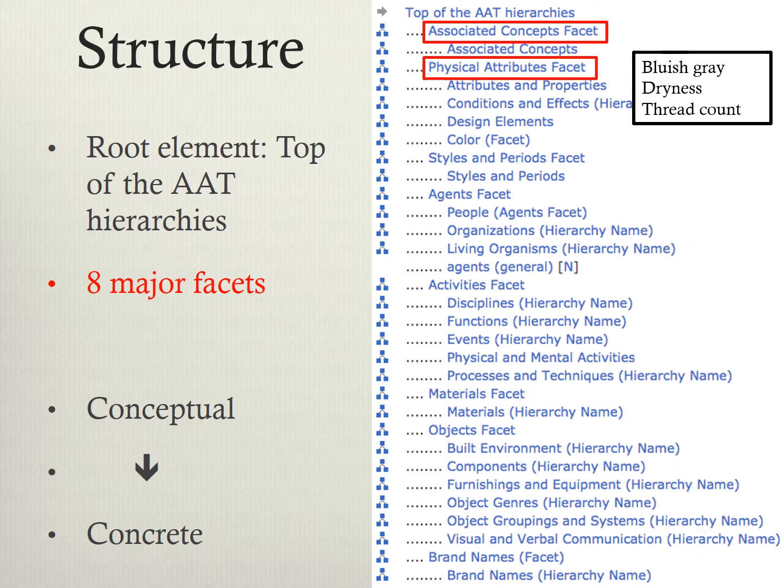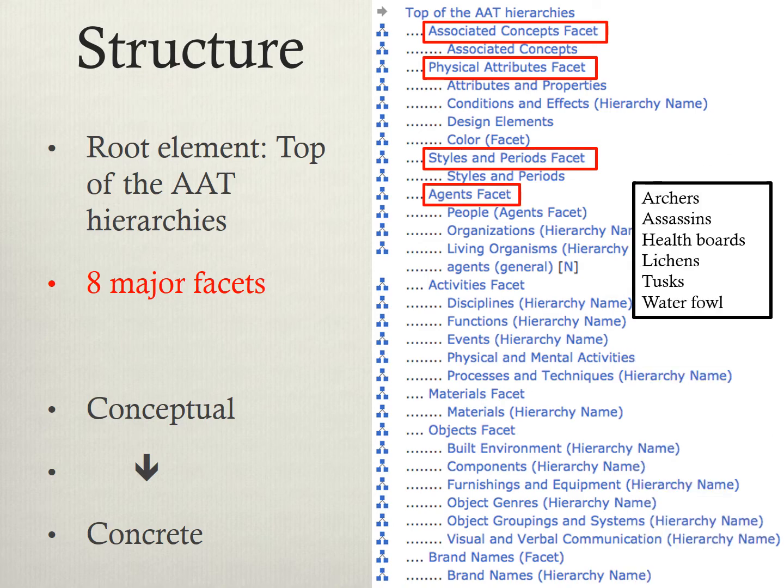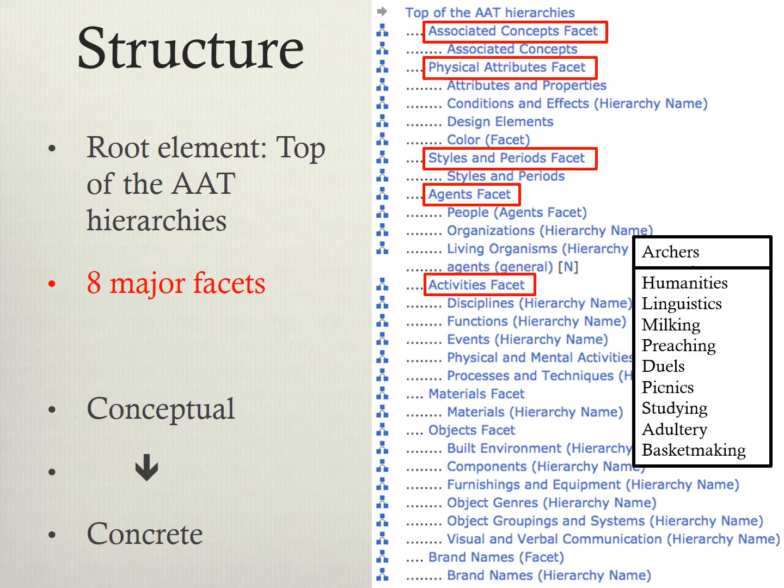As we move down the list, again, things are going to go from more conceptual to more concrete. The next facet is physical attributes. This could include things like bluish gray, dryness, or thread count. Then comes the styles and periods facet, such as prehistoric, Samoan, or vintage. And then we have agents. And agents are, in general, living things. We have examples here of archers, assassins, health boards, lichens, tusks, and waterfowl.